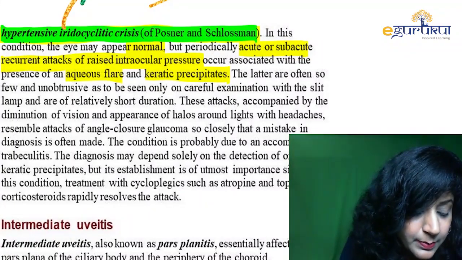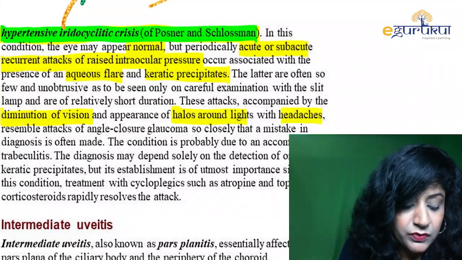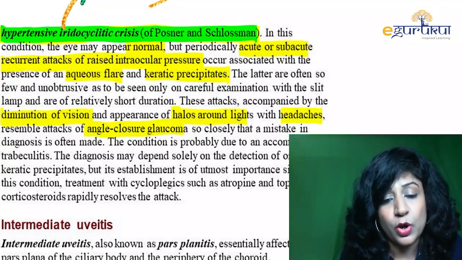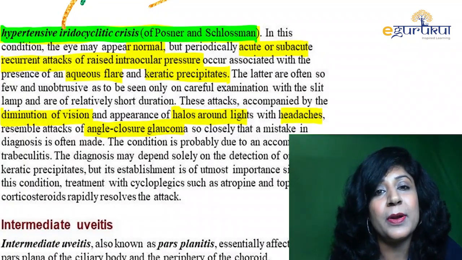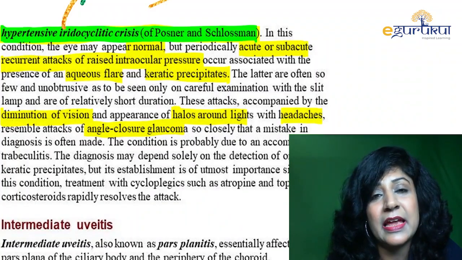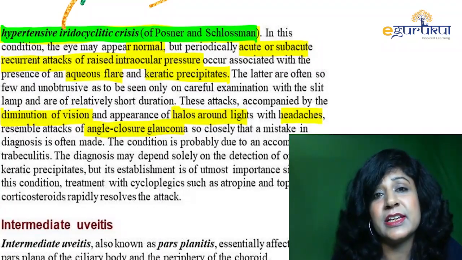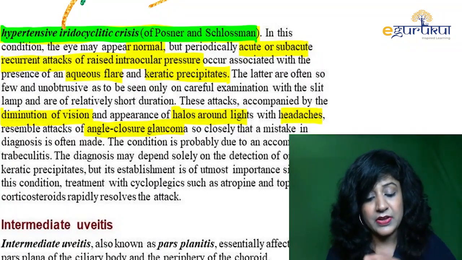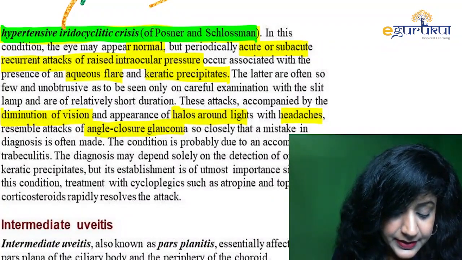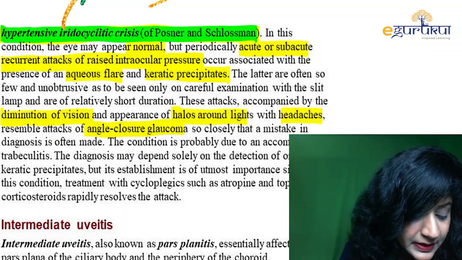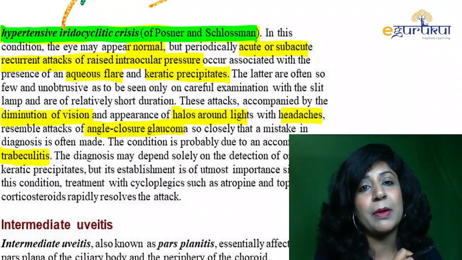These attacks are accompanied by diminution of vision. We have halos around the lights. We have headaches, which very much resemble angle closure glaucoma. We are having the attack of glaucomatocyclitic crisis. So glaucomato means we have a glaucoma-like condition, cyclitic, so we have inflammation in the ciliary body also. Here we have colored halos that may be a sign of your glaucoma, and the condition is probably due to accompanying trabeculitis. This is very important, that this condition is actually due to trabeculitis.